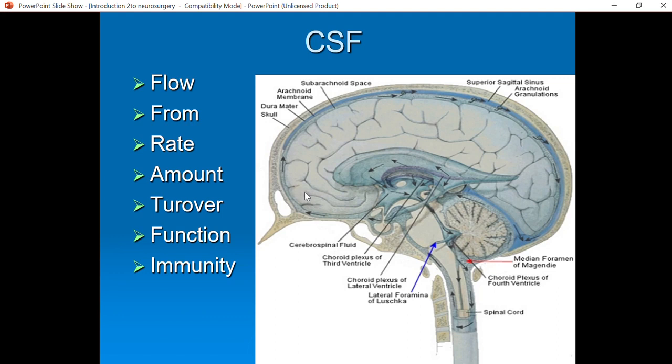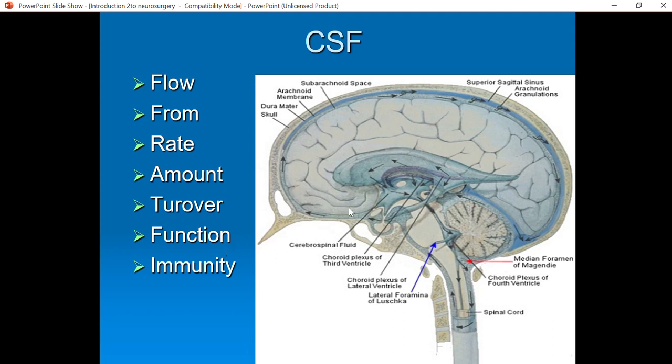The function of the CSF is protection, and it does help in distributing the nutrients to different parts of the brain. And what about the immunity of the CSF? The CSF lacks the cellular and lacks the humoral immunity. So there are no white blood cells. The normal white blood cell count in the CSF is 0, and the antibodies are absent also.